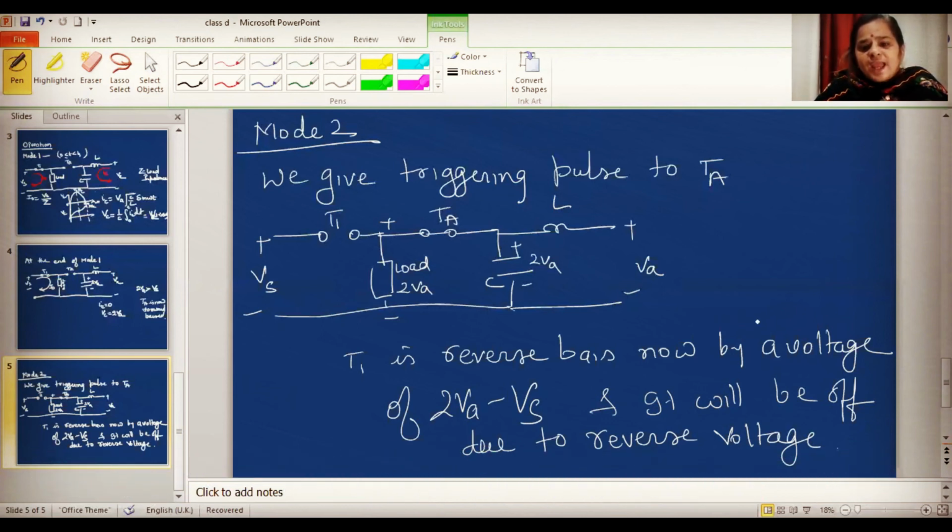And since the external supply is used to develop the voltage across the capacitor, that's why it is called external pulse commutation. So now I am stopping sharing my screen.